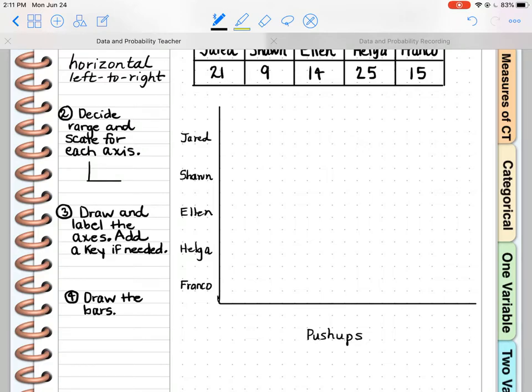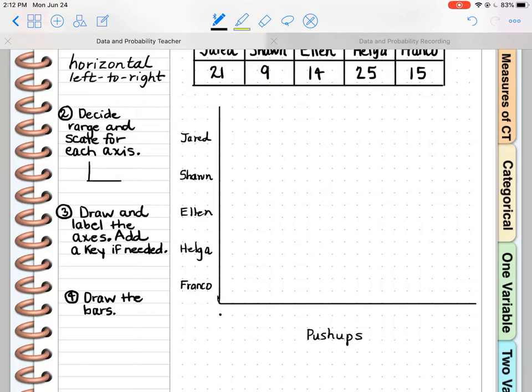So it says to draw and label the axes, those are our lines, and add a key if needed. Now, if we were comparing push-ups and jumping jacks for each person, that would be 2 categories, so I would need 2 colors. But in this case, it's just push-ups, so I'm not going to worry about a key this time. It's only if you need it. I still need to get a scale on the bottom, though.